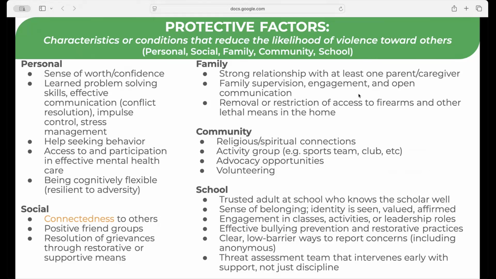Family includes a strong relationship with at least one parent or caregiver, family supervision and engagement, removal or restriction of access to firearms in the home. Community can include religious or spiritual connections, involvement with activity groups, advocacy opportunities, volunteering. School can include a trusted adult who knows the scholar well, a sense of belonging where identity is seen and valued, engagement in classes and activities, effective bullying prevention, low barrier ways to report concerns, including anonymous ways, and a team of folks like yourself who intervene early with support and not just reactive with discipline.